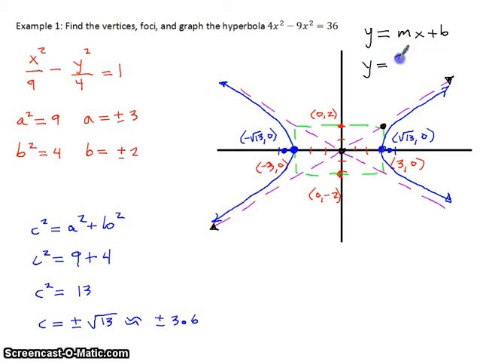So that means that the slope is 2 over 3 times x plus 0, and that gives me the equation of that particular asymptote. If I want the other one, then I'm just going to have to write the minus also. Okay, so plus and minus 2 over 3 x represents the equations of our asymptotes.